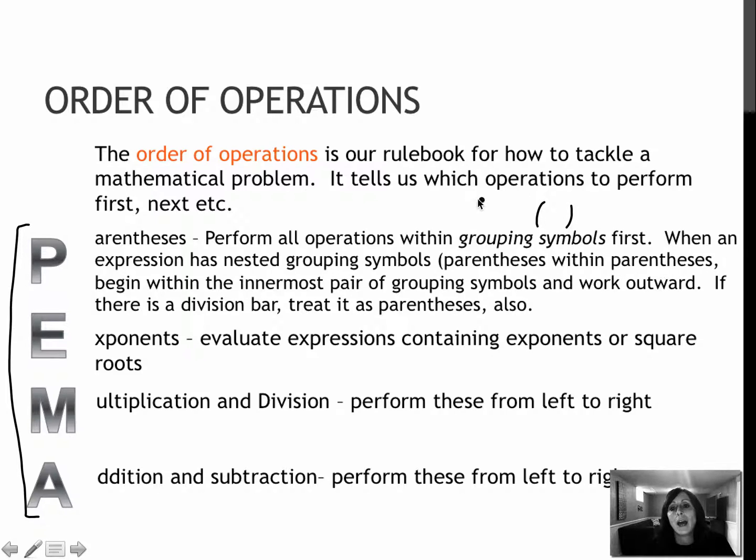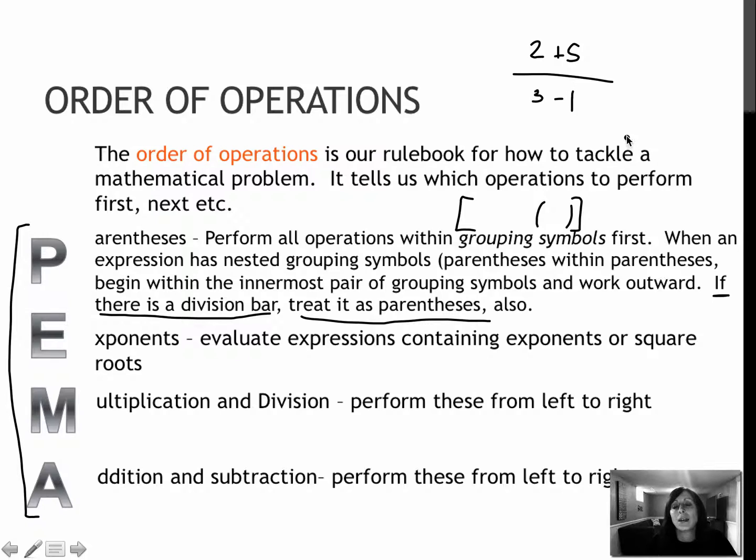You might also have brackets on the outside of something that contains parentheses, in which case you would do the parentheses inside the brackets first and then work your way out. If there is a division bar, this is very, very important: treat it as parentheses also. So if I have something happening up here and something happening down here, I'm going to pretend that these are both in parentheses and evaluate those before I do anything else.